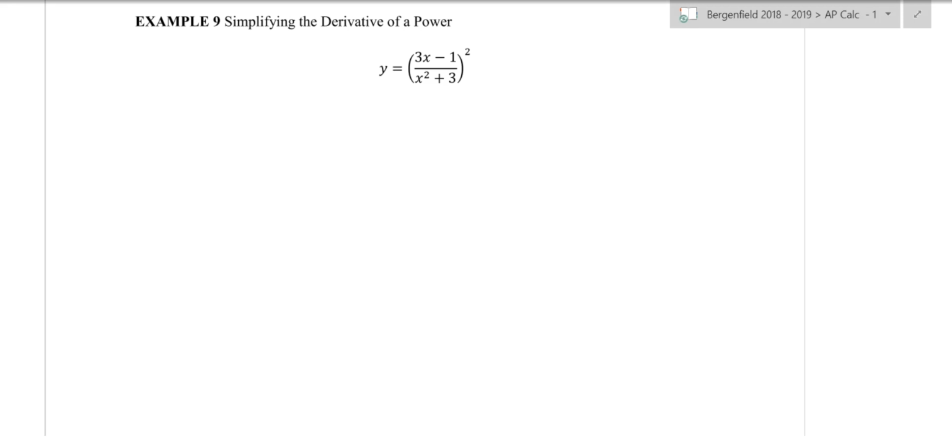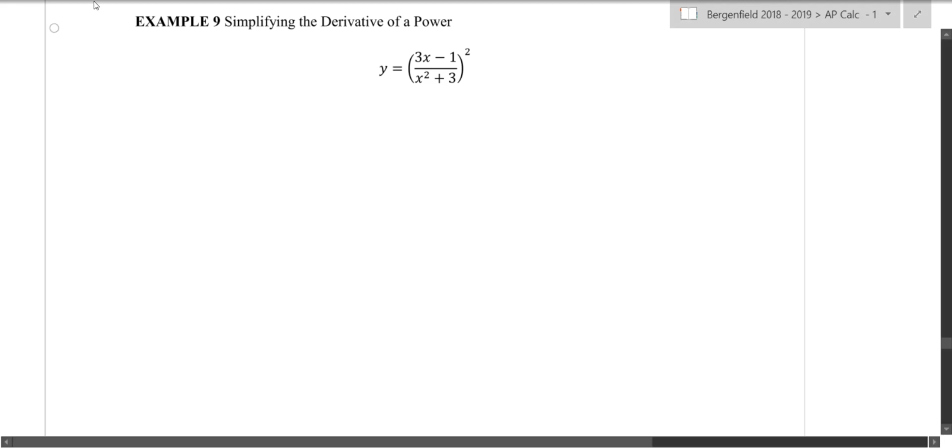Okay, this is example 9 from our notes, taking a power rule with a quotient rule embedded. Alright, let's get started. They gave us y, so let's find y prime. Okay, so I'm going to take the derivative of the outside, I'm going to throw the 2 in front, leave the inside guy alone. Subtract 1 from the exponent, so I'll just leave it like that.